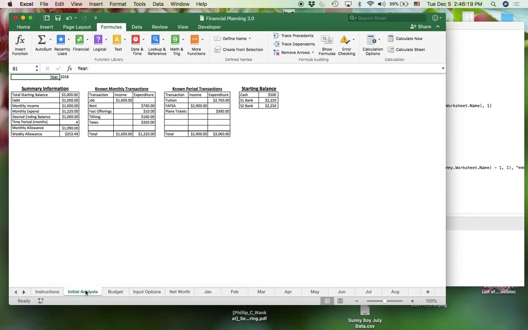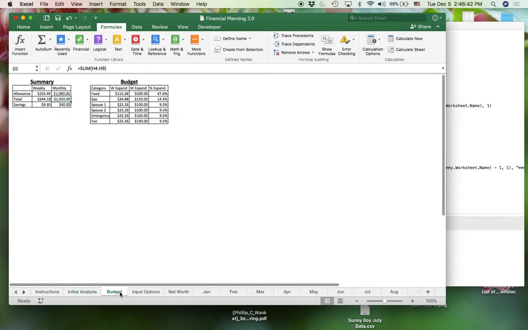So starting out, look at the initial analysis section of the workbook. Basically, the user inputs various information about any transactions that they know are coming in the next month, what they know are coming in the period of planning, as well as their starting balances. They input some other information and get out of it monthly and weekly allowances.